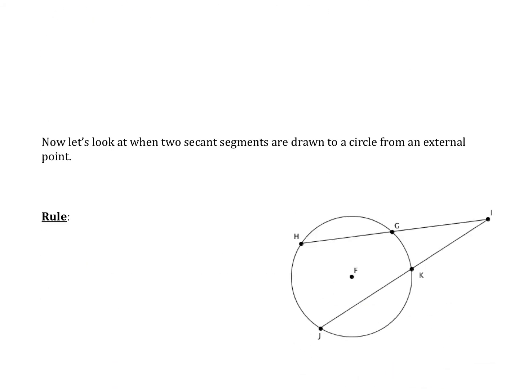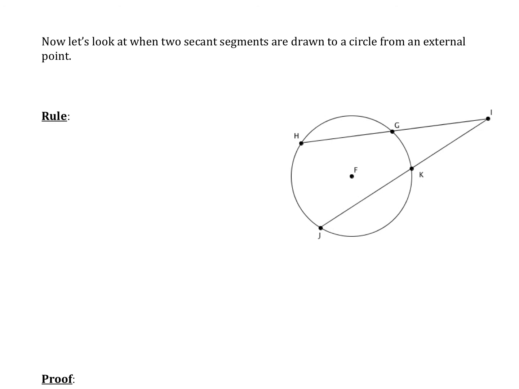All right, so let's go on to the next one. Now here I've got two secant lines intersecting, okay? And my rule here, I'll give you the rule right now, is that IG, the part outside the circle, times IH, now pay careful attention, IH is the entire length of the secant, is going to be equal to the same thing on the other secant.